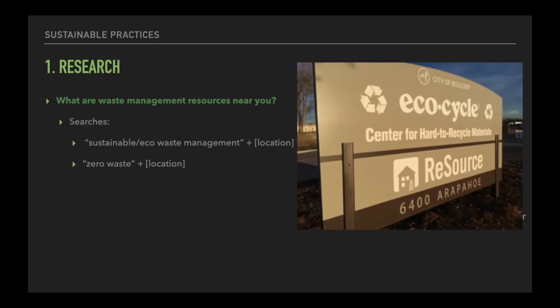Zero waste is also a trend. This is really what we're leaning toward, and really what, as a society, we should be emphasizing and celebrating, a zero waste mindset. So if you search for zero waste and, again, your location, you might find some things. So go ahead and do that. Try a couple of these searches, and then drop some places that are around, either on campus or in your town, in your state, that allow for or help with sustainable waste management. What are you guys coming up with?